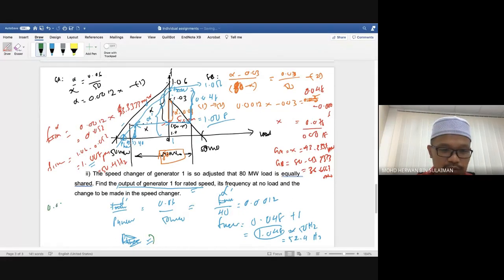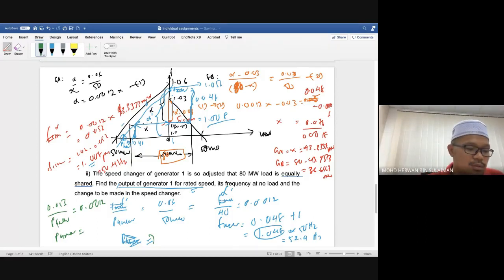So 0.056 divide by PG new must be equals to 0.0012. So you can get PG new equals to 0.056 divided by 0.0012. So you get 46.667. Okay, ni jawapan dia.